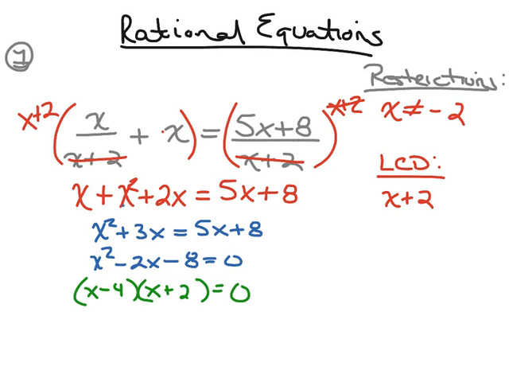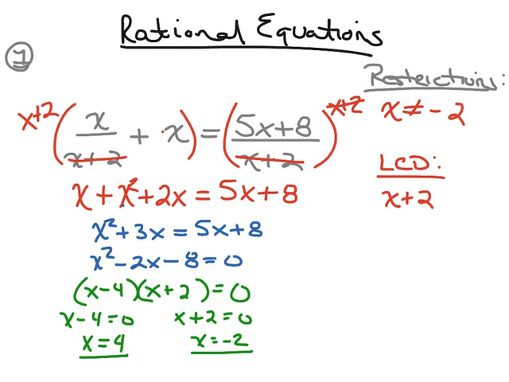So here's my factors. Now I'm going to take each one of these factors, set it equal to 0, and solve for x. So the first one over here, if I solve this for x, I get a 4. And if I solve this one over here, I get a negative 2. So my two solutions are 4 and negative 2.